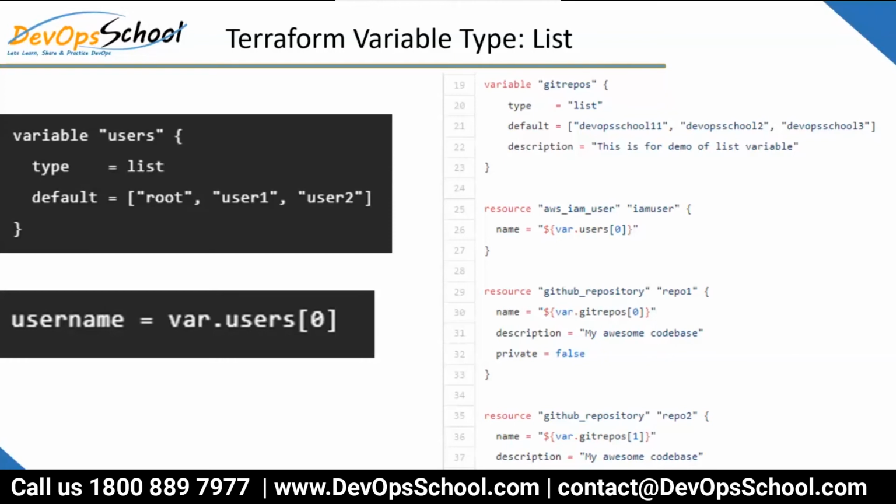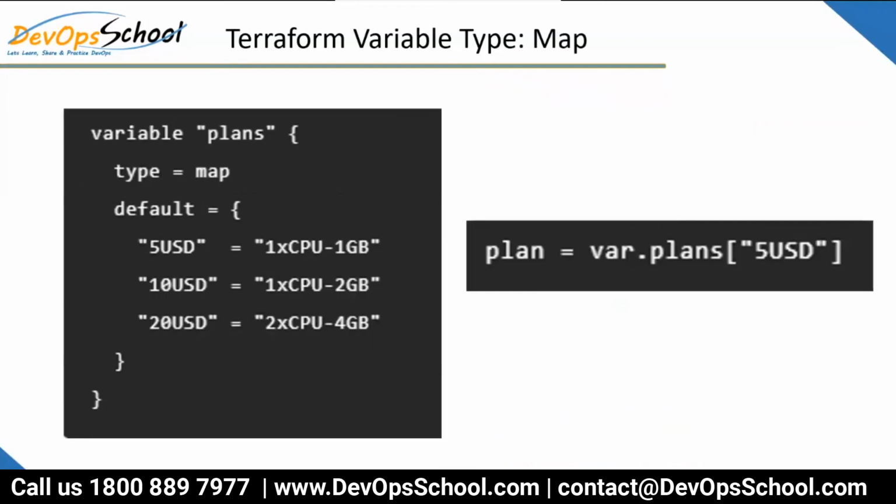Okay, now map. This is one more type, which is called map. If you want to correlate with a programming language, it is something like a case statement. So here you have a variable plans, and the type is equal to map.